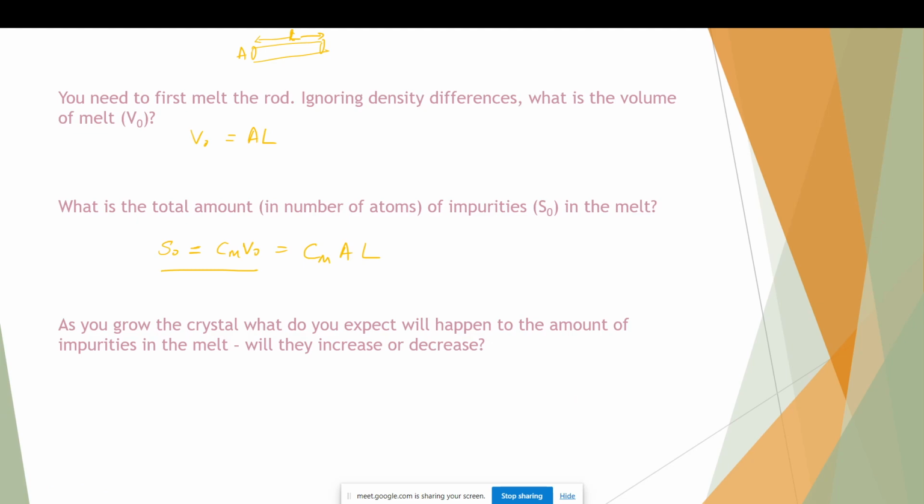So what was the question? As you grow the crystal, what do you expect will happen to the amount of impurities in the melt? They will increase. If k is less than 1. If k is more than 1, then it will be the other way around. Yes, you're right. We are doing this entire problem assuming that k is less than 1. I forgot to mention it in the last slide.